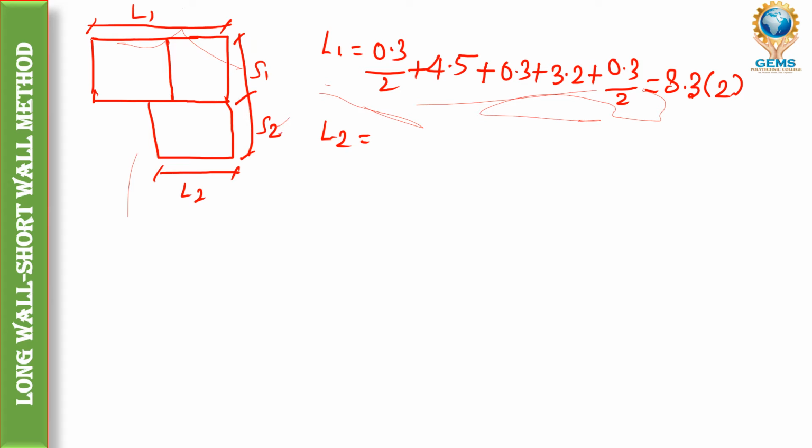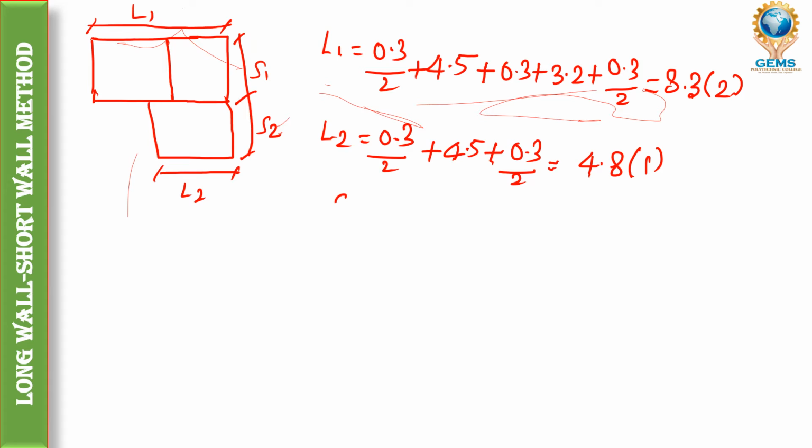Then for L2, we will take the downside, right? So 0.3 divided by 2 plus the same dimension 4.5 plus 0.3 divided by 2. So what will we get? We will get 4.8. N is only one portion we have, so for L2, N equal to 1.